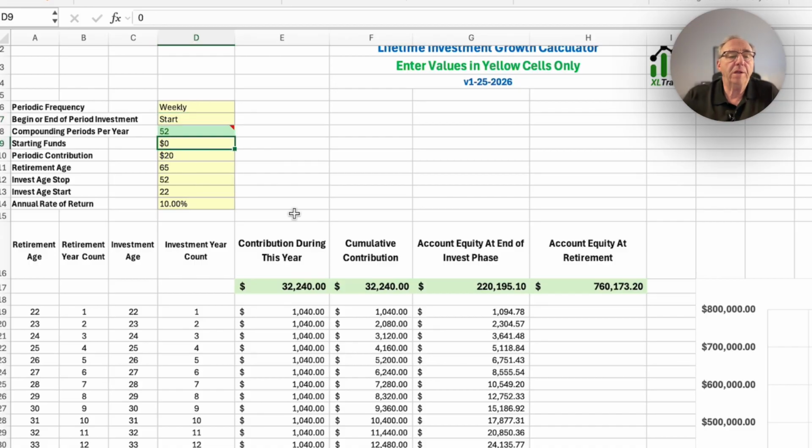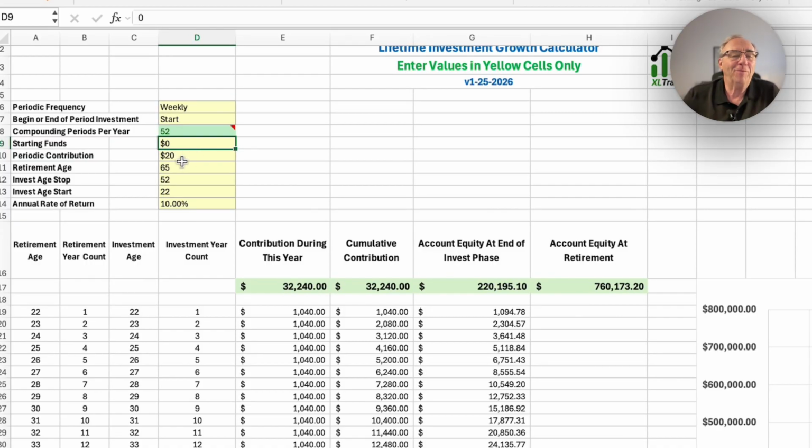And then starting funds. It's currently set to 0. Let's leave it at 0. This assumes that you've got no money in your account. You're starting out from scratch. And then periodic contribution. Let's assume that you feel like you can put $20 away every week. Retirement age, right now it's set to 65. Let's leave it at 65. Let's assume that you're going to retire at 65.